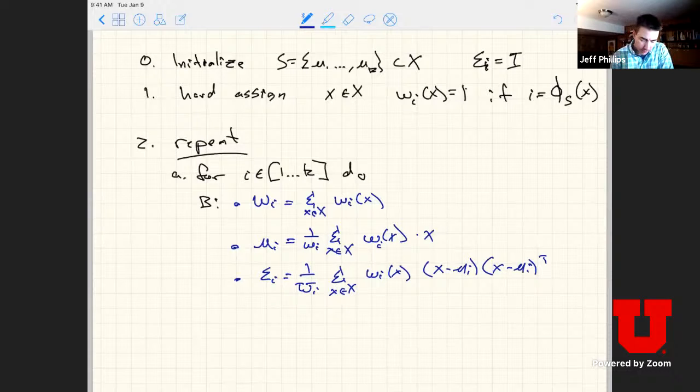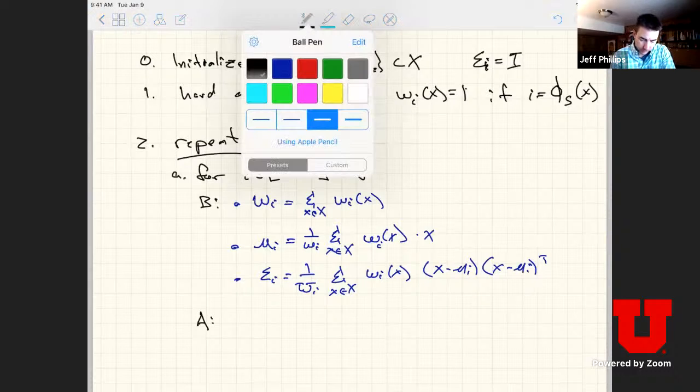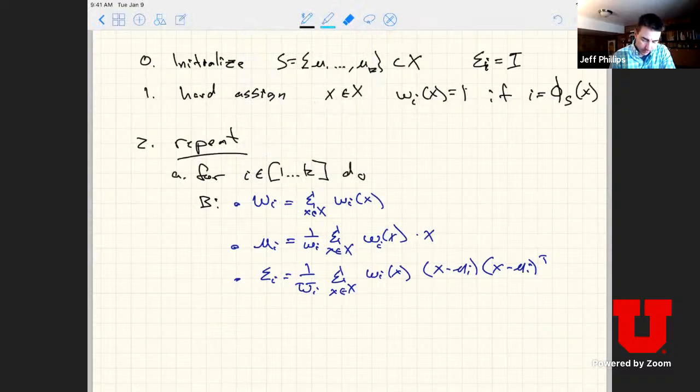And then we're going to also have step A. This is the replacement of the assignment step, but the assignment step is now going to be the recalculation of the weights, right, based on the likelihoods. So let's put this up here. This used to be B.